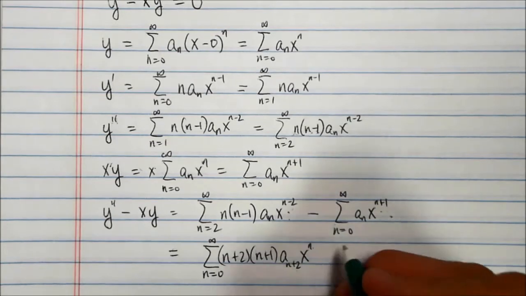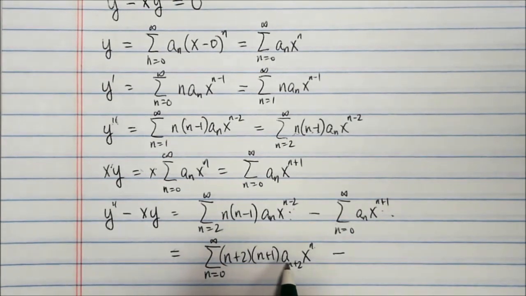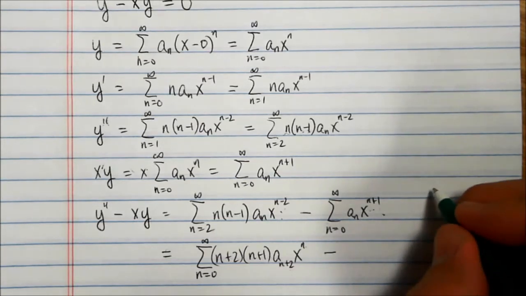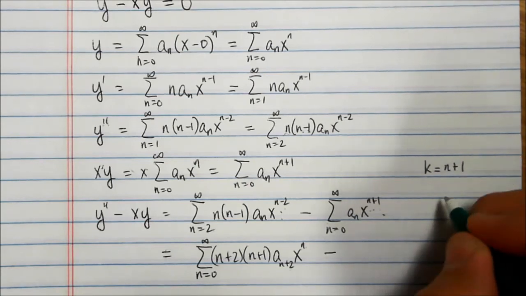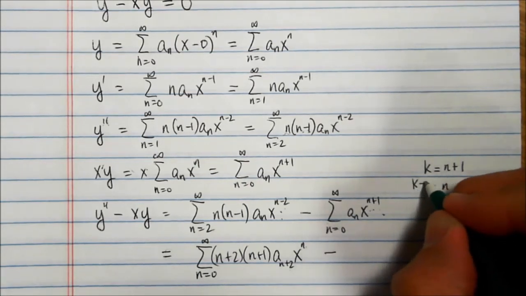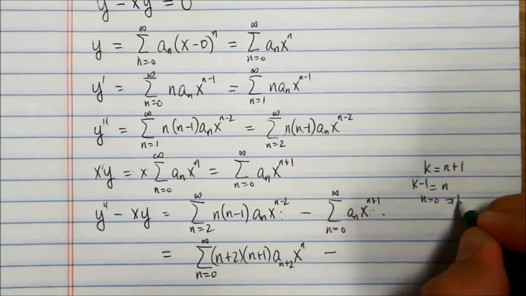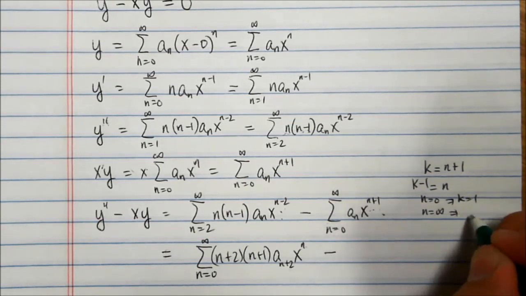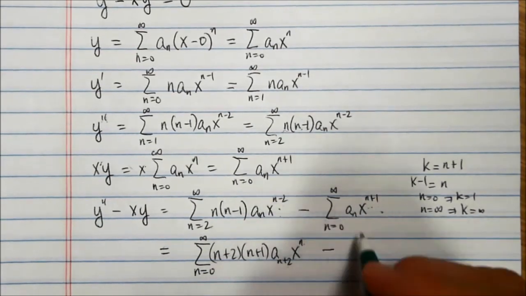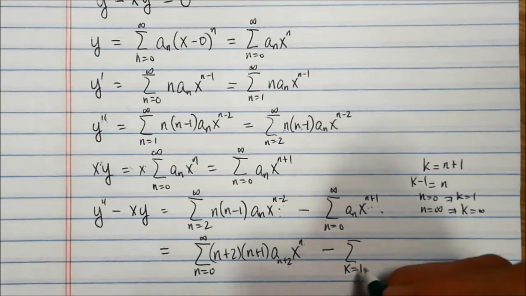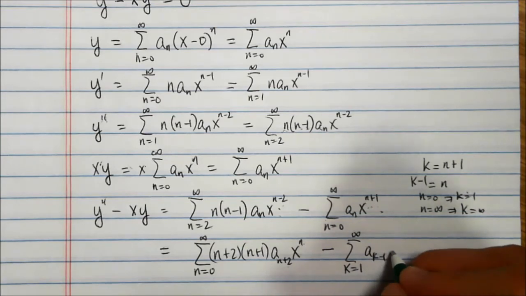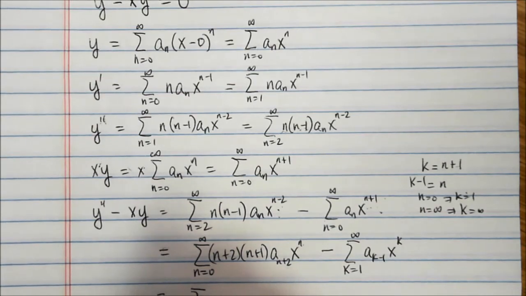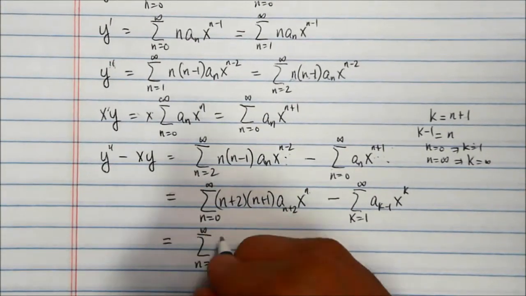For this part here, this change of index is not as common as the ones we've done in class, so let me do this one a little bit slower. So for this one, I can let k be equal to n plus 1, which means that n is equal to k minus 1. If n equals 0, that means k is equal to 1, and of course if n is infinity, then k is also infinity. And so this second sum becomes summation k equals 1 to infinity of a sub n becomes a sub k minus 1, and then x to the n plus 1 becomes x to the k. And then I can change this back to n's, so n equals 0 to infinity. The first sum stays the same.